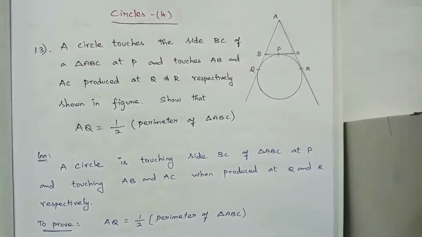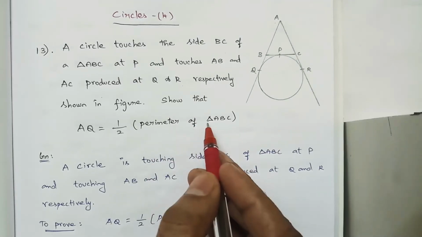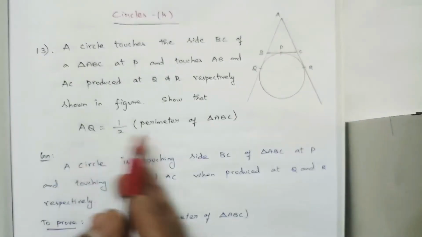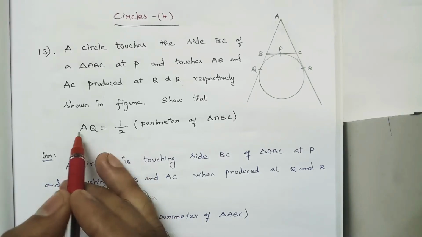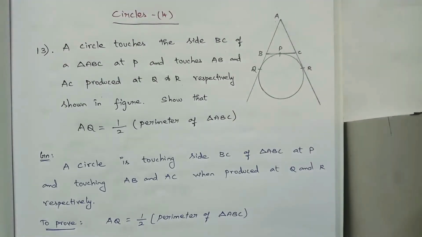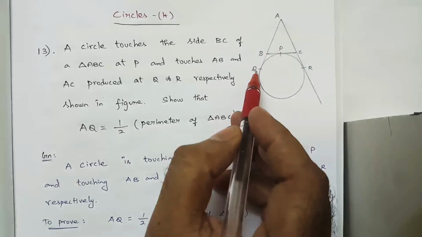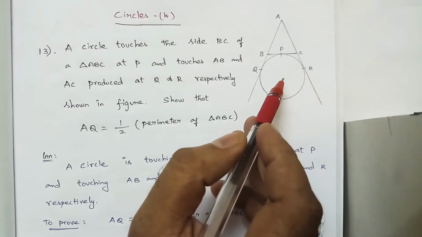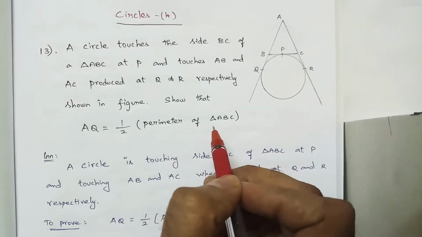Why? Because if they ask you to find the perimeter of triangle ABC, then we can easily find that. What is the perimeter of triangle ABC? Just bring this 2 to the LHS: 2 times AQ is equal to the perimeter of triangle ABC. 2 times AQ or 2 times AR. If you know the length of AQ, then we can find the perimeter of triangle ABC.